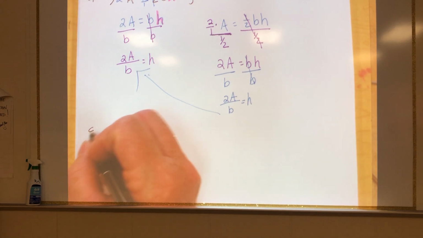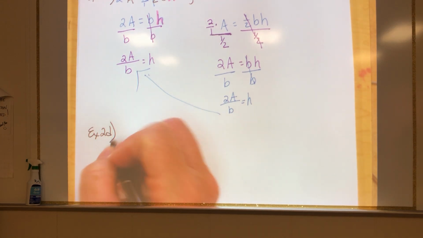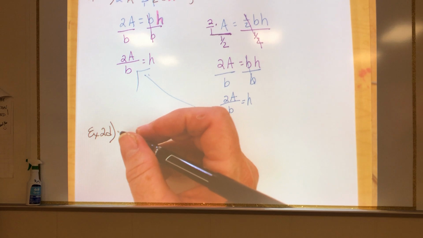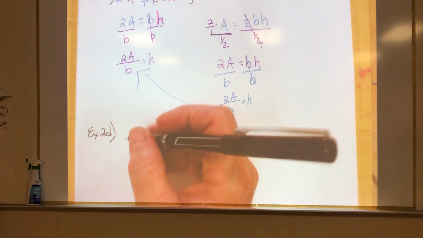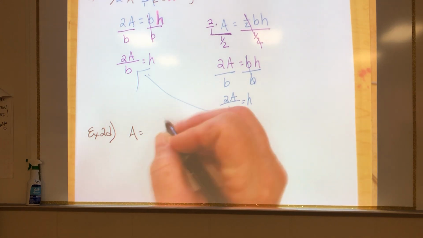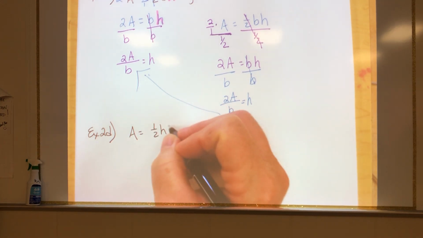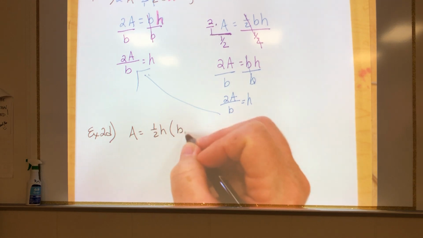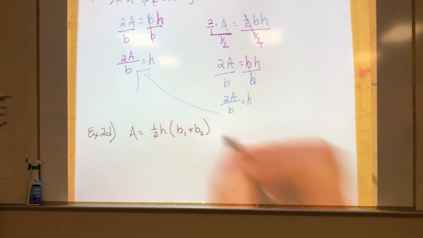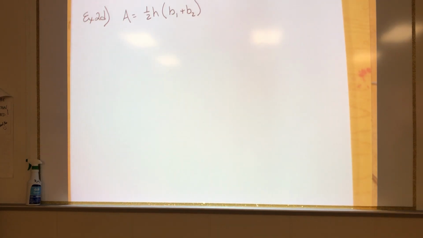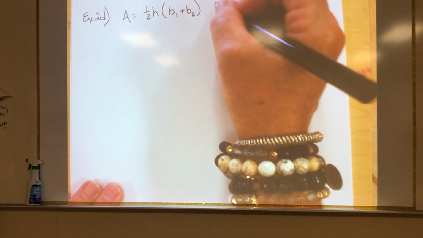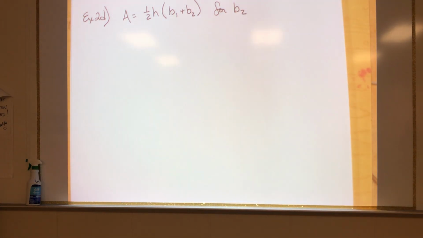Example 2D. Is there an E as well? No, this is the last example 2. So here it is. A is equal to 1/2 the height, h, times b sub 1 plus b sub 2. Whoa. Anybody remember what that's the formula for? The area of a trapezoid. Yes. We're going to solve for b sub 2.